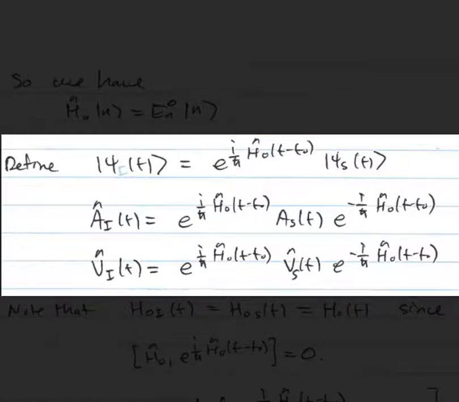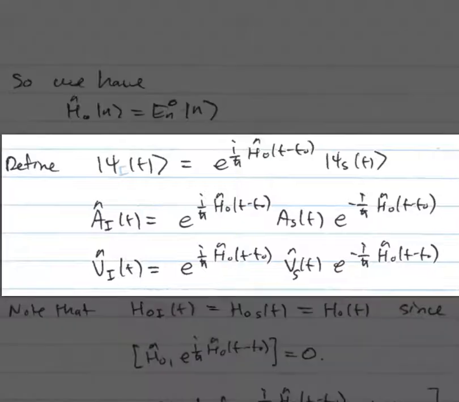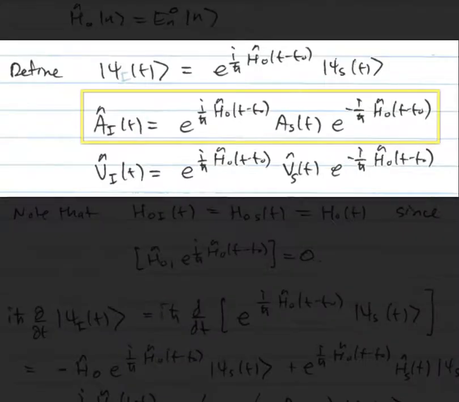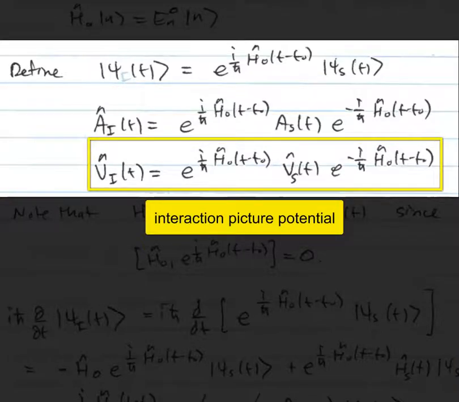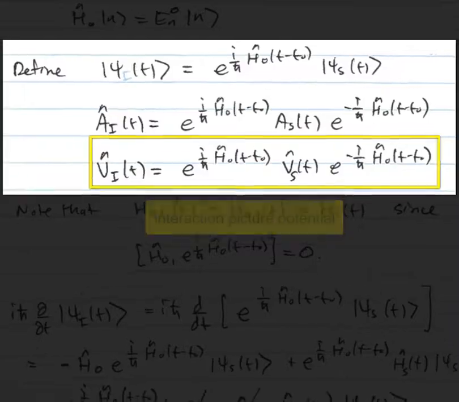And then just like we did with the Schrodinger and the Heisenberg representations, we're going to define an A sub I of t, an interaction representation operator, as e to the i over h bar H0 times (t minus t0), A Schrodinger of t, e to the minus i over h bar H0 times (t minus t0). And we're going to use that for the potential to describe an interaction picture version of the potential, which takes the form V_I of t equals e to the i over h bar H0 times (t minus t0), V Schrodinger of t, e to the minus i over h bar H0 times (t minus t0).